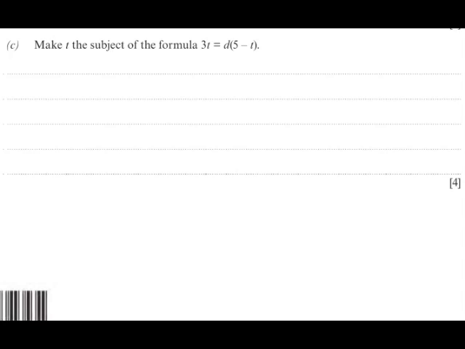Make t the subject of the formula 3t equals d multiplied by 5 minus t. So what we need to do is express the formula in terms of t. So let's start with 3t, expanding that out is 5d minus d times t. Okay, so let's get the t's onto that side.